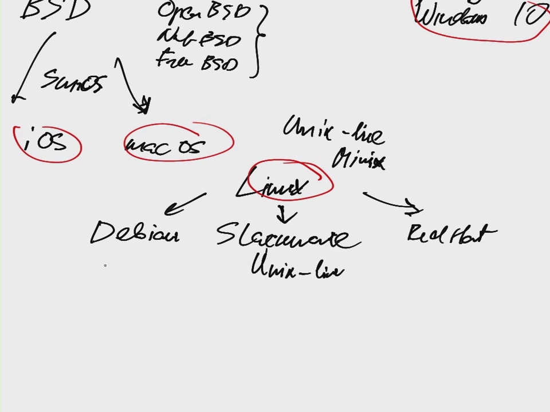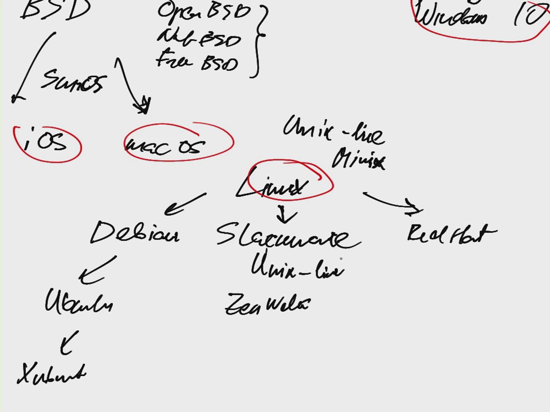Debian probably is the most popular one, and a system based on Debian is called Ubuntu, and a system based on Ubuntu with a different graphical interface, which is lighter and faster, is Xubuntu. So it is Debian based. For Slackware, there is a system called ZenWalk on top of it, and for Red Hat, probably the most popular ones are CentOS and Fedora.